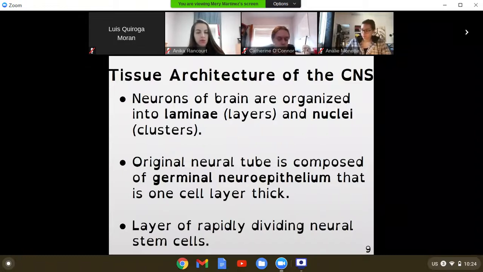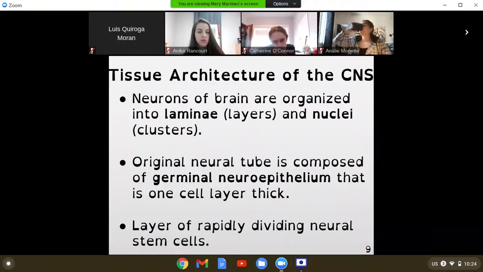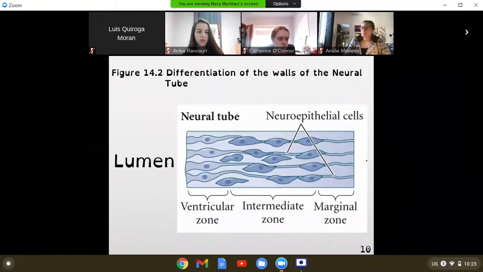So the original tube is composed of this germinal neuroepithelium, and normally it is only one cell thick layer. This is a layer of rapidly dividing neural stem cells. It all starts like in this figure. In this section, we have the lumen of the neural tube, which means the center.